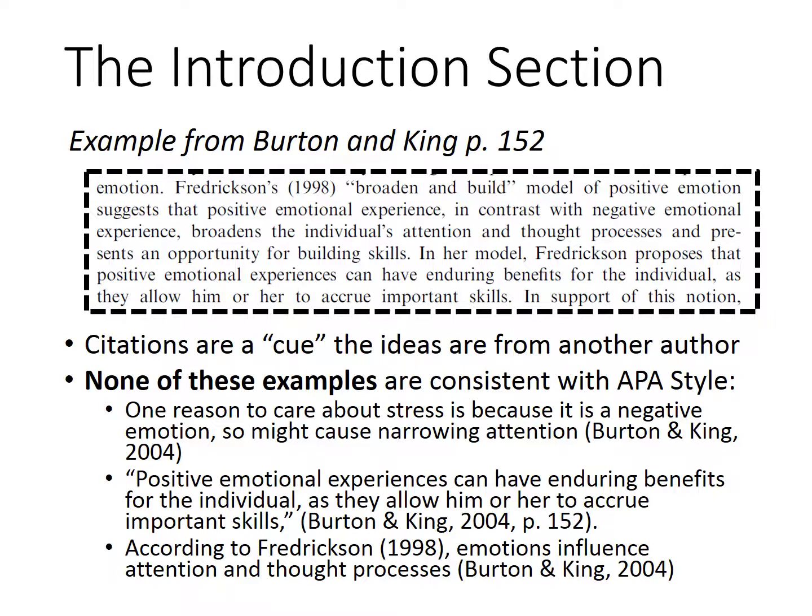The examples at the bottom of this slide represent the three most common ways I tend to see students using secondary information from the introduction in their lit review. The first gives the impression that Burton and King had the idea, but it was from Fredrickson. The second gives the impression that even though it's in quotes, it's their idea. The third does give Fredrickson credit, but APA style does not cite this way. If we want to use an idea from the intro, we need to read the primary source.